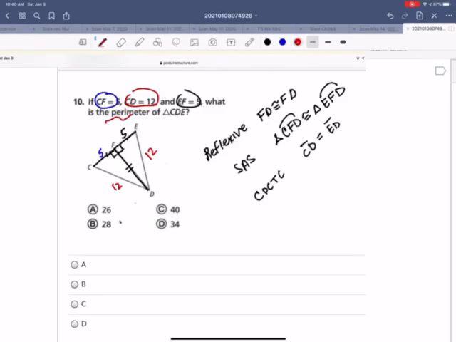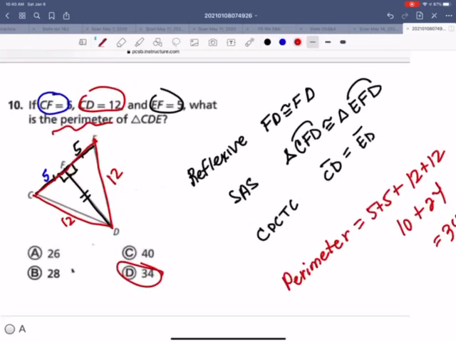Now, I have the information needed to find the perimeter, which is all the way around. So let's just count that up. I have 5 and another 5, which would be 10, right? And another 12 and 12. So that'd be 10 plus 24 makes 34. That's one of my answers, D. Nice.